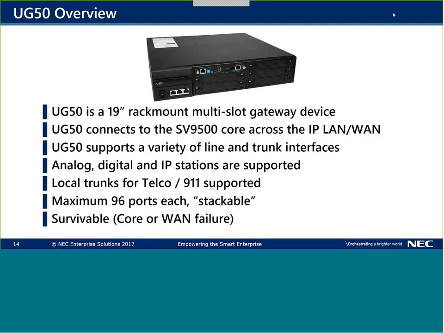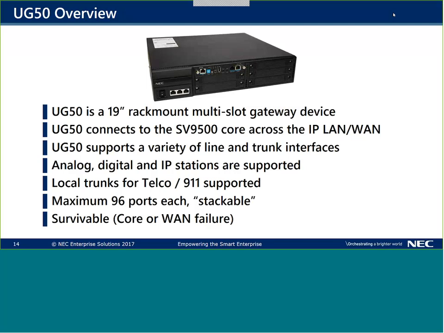So this is a photograph of the UG50. It's a 19-inch rack mount multi-slot gateway device. What we're going to do is connect this onto the LAN-WAN infrastructure, so it's IP right into this box. Then we're going to configure the individual slots with the appropriate cards that this particular site needs, whether they be digital phones, analog stations, trunks, or what have you. We're going to custom build this box to fit the environment that it's being placed in.